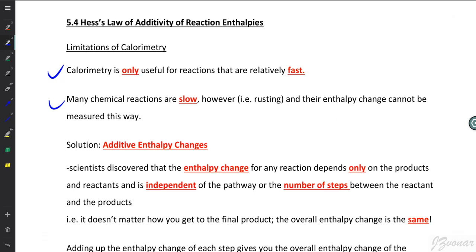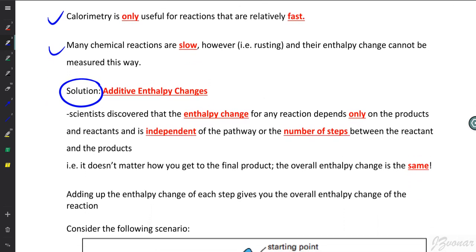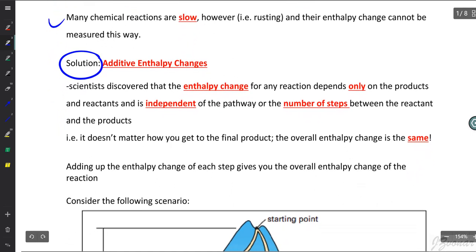However, chemists found that they were able to determine the enthalpy change of nearly any reaction by using some accumulated data as well as Hess's law. So the solution to these limitations of calorimetry was the additive enthalpy changes, which eventually became known as Hess's law. Scientists discovered that the enthalpy change for any reaction depends only on the products and reactants and is independent of the pathway or the number of steps between the reactants and the products during the reaction.